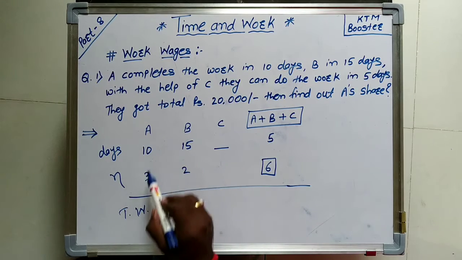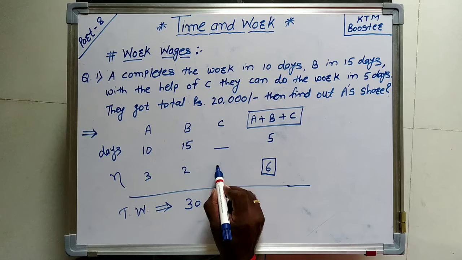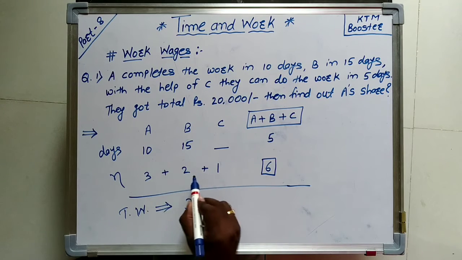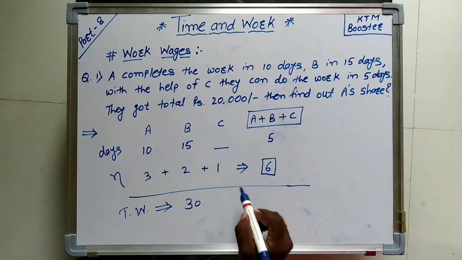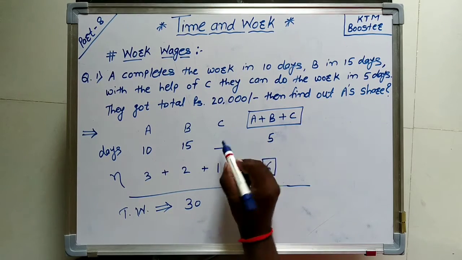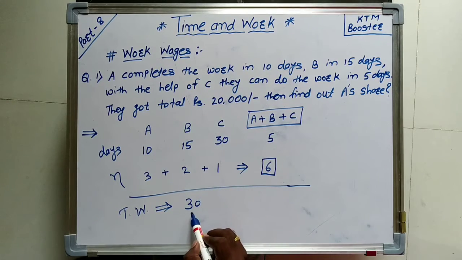The efficiency of A is 3, B is 2, and then the efficiency of C will be 1, that is 3 plus 2 plus 1 equal to 6. So what will be the number of days required for C? That will be 30 into 1, that is 30.